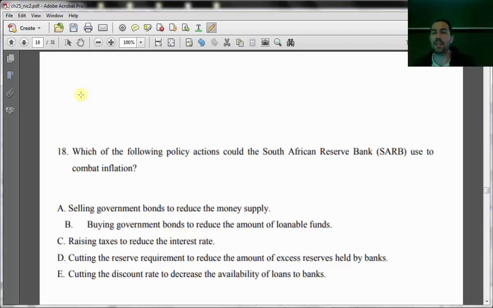So basically what this question is asking is, if you want to combat inflation, what should money supply be doing? Should money supply be increasing? No, money supply should be decreasing. Absolutely. So if you want to make money supply decrease, what should the bank be doing? Let's look at these 5 options. Option A, should it be selling government bonds to banks? If it sells government bonds to banks, is it reducing the money supply?